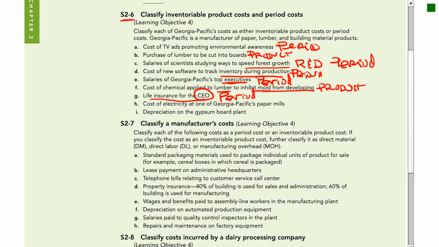Letter H, cost of electricity at one of their paper mills. Well, that's a production facility, so that's going to be an overhead type of cost. So that's also going to be attached to a product cost. Finally, depreciation on the gypsum board plant. So this is again a plant, a production facility. So again, that would be a product cost. Okay, so that's exercise S2-6.